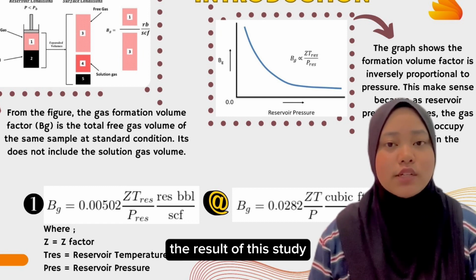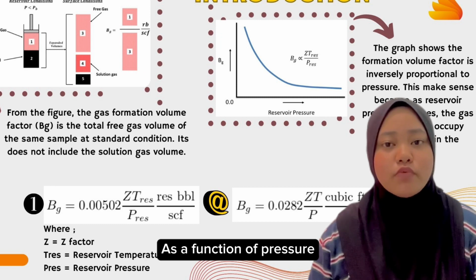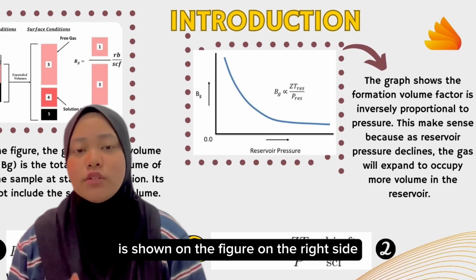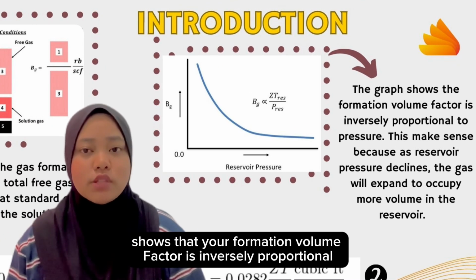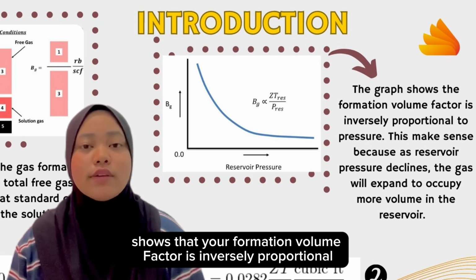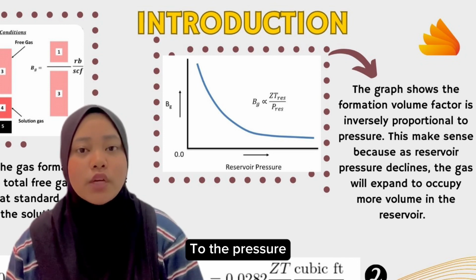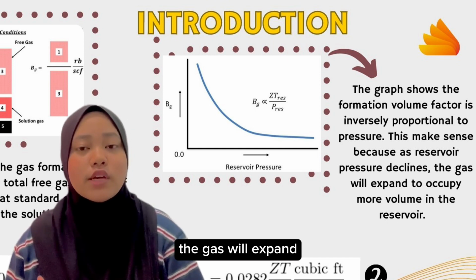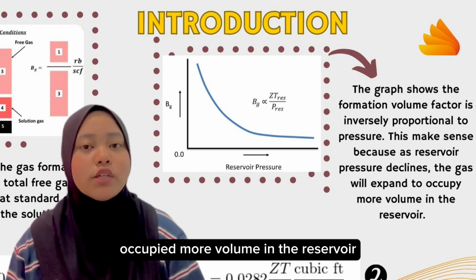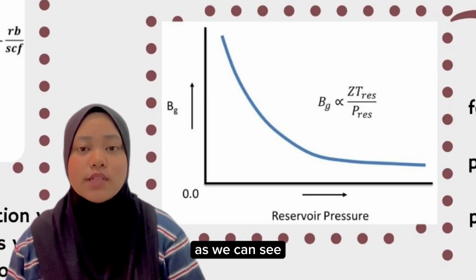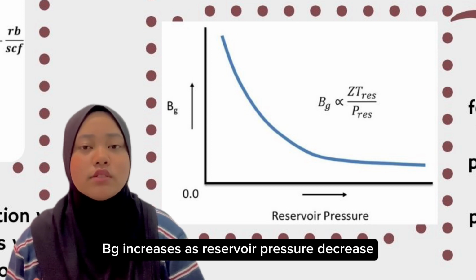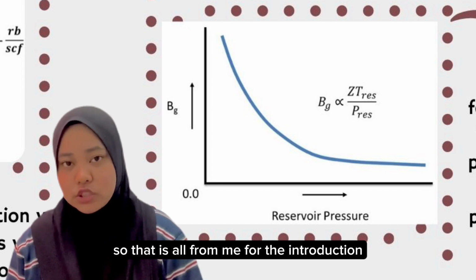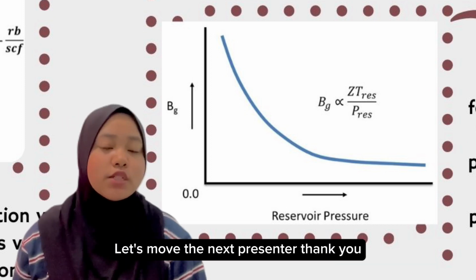The result of this study, the typical shape of the gas formation volume factor as a function of pressure, is shown in the figure on the right side. The graph shows that the formation volume factor is inversely proportional to the pressure. This makes sense because as reservoir pressure declines, the gas will expand to occupy more volume in the reservoir. As we can see, Bg increases as reservoir pressure decreases. So that's all from me for the introduction. Let's move to the next part. Thank you.